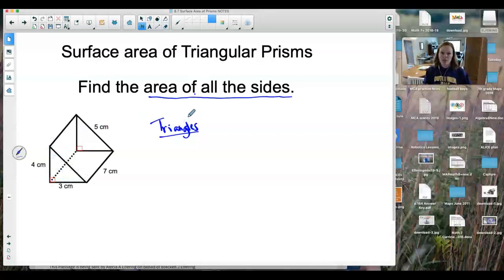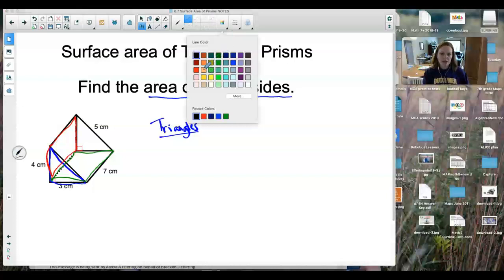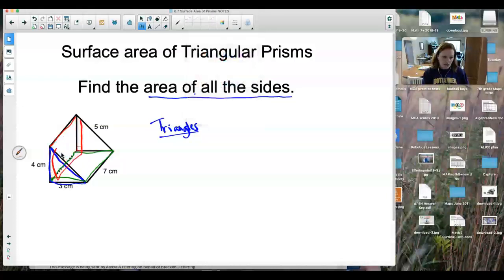Now I want you to think about how many different rectangles we have. So we have our triangles here on the end, and then we have our rectangles, and I'm going to try to trace them in different colors. We have a rectangle on the bottom in green. We have a rectangle on the back side of this triangular prism, I'll trace it in red. And then we have a rectangle on the front side, and I'm going to put that in orange. Now what we need to do is find the area of all of those pieces.